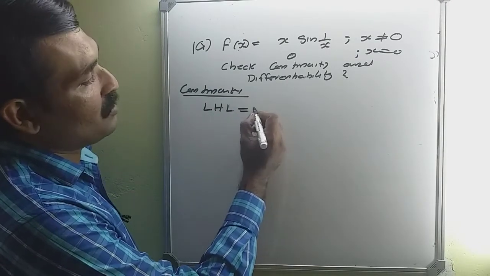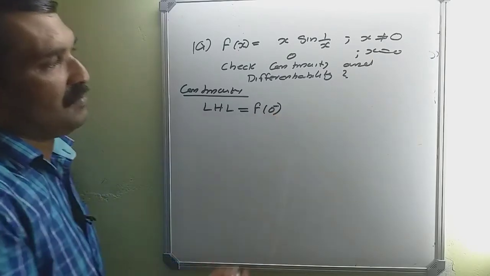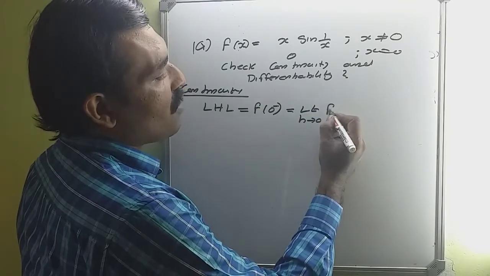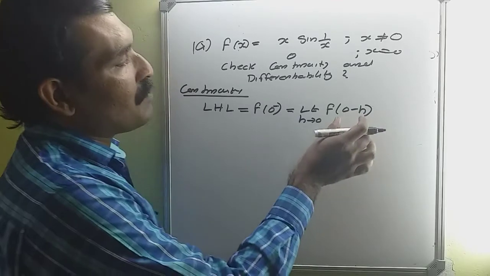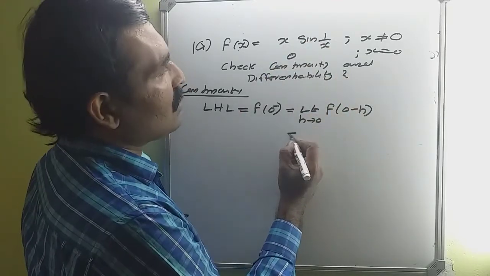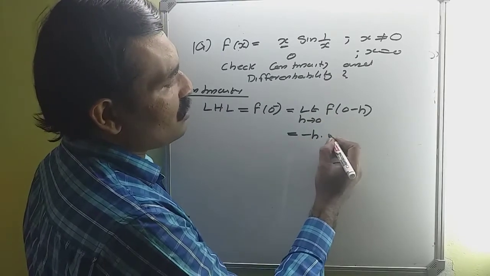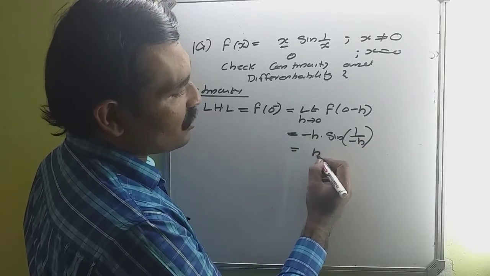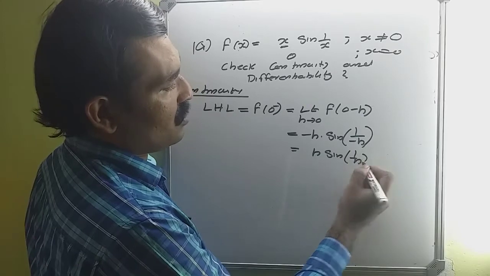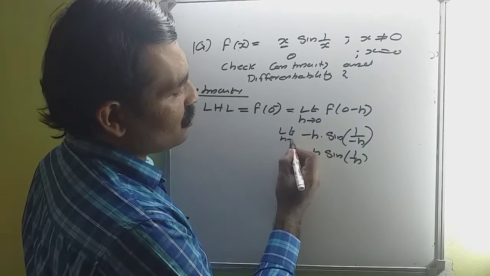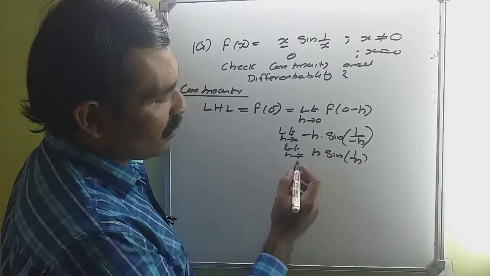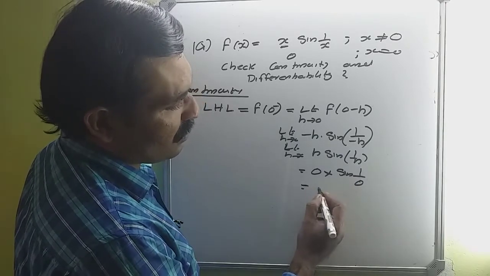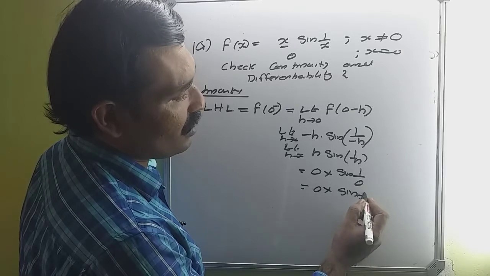It is equal to f of 0 minus, that is equal to limit h tends to 0, f of 0 minus h. That is replaced x by minus h. That is equal to minus h into sine of 1 by minus h. That is equal to h into sine 1 by h. Here limit h tends to 0. This is equal to 0 into sine 1 by 0. That is 0 into sine infinity.